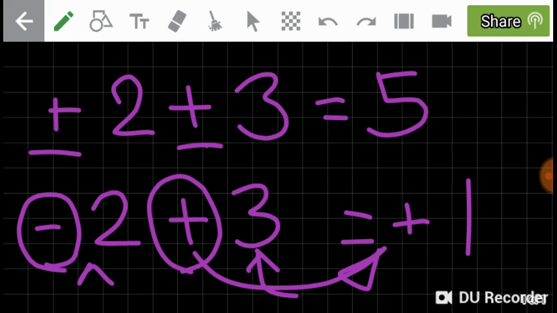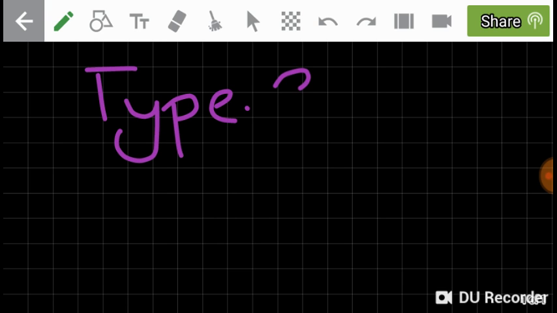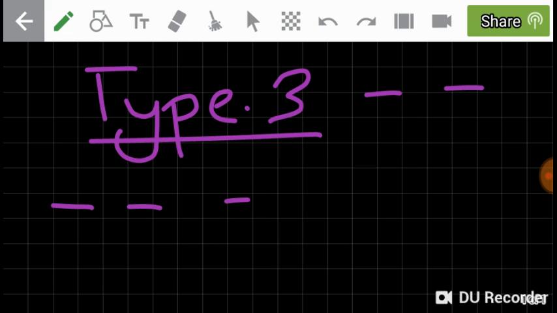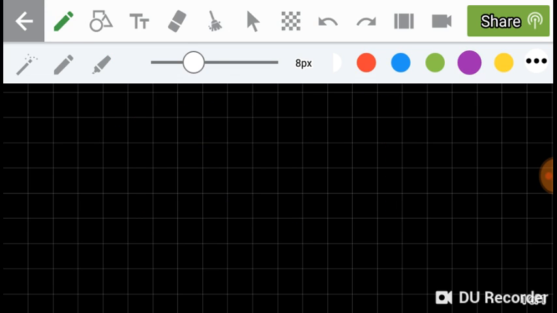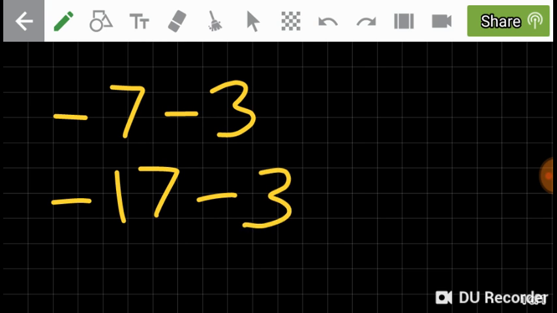Correct? Now let us move to type 3, and I'm pretty sure you all can guess type 3 will be those problems in which we have two negative signs together. So what to do when there are two negative signs together? Whenever there are two negative signs, we always add the numbers. Let us see how to do it. Let me give you some easy examples: negative 7 minus 3, negative 17 minus 3, negative 4 minus 3.